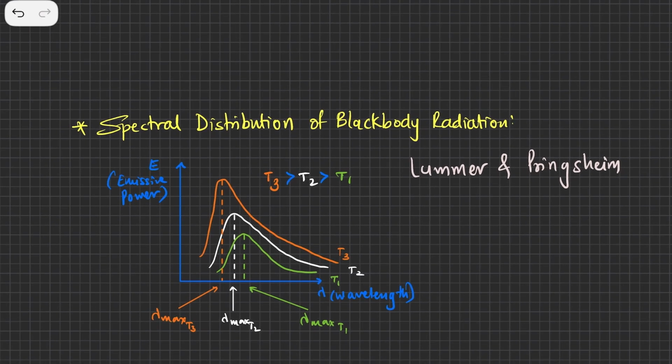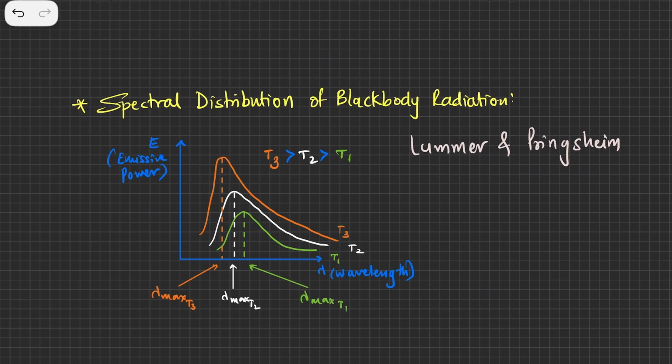We are just continuing our kinetic theory of gases concepts, and most probably in the coming lectures we'll be winding up with kinetic theory and we'll be quickly starting with some other topic. So yes, we are on to spectral distribution of blackbody radiation.